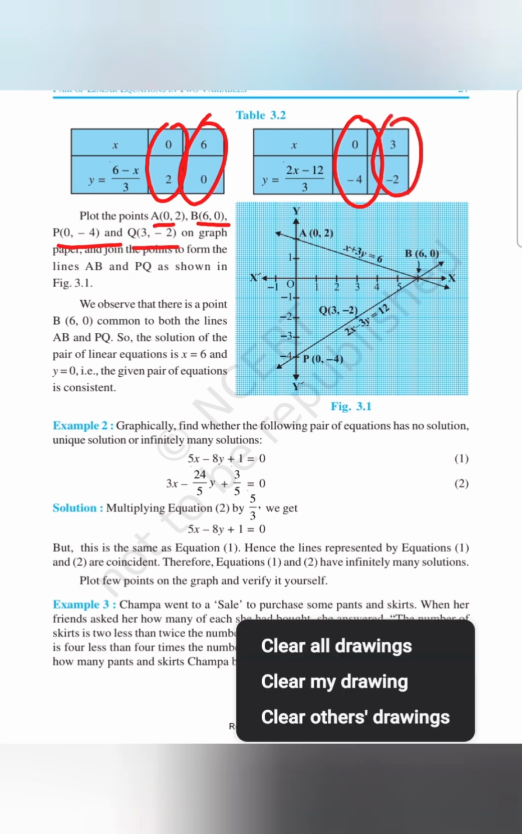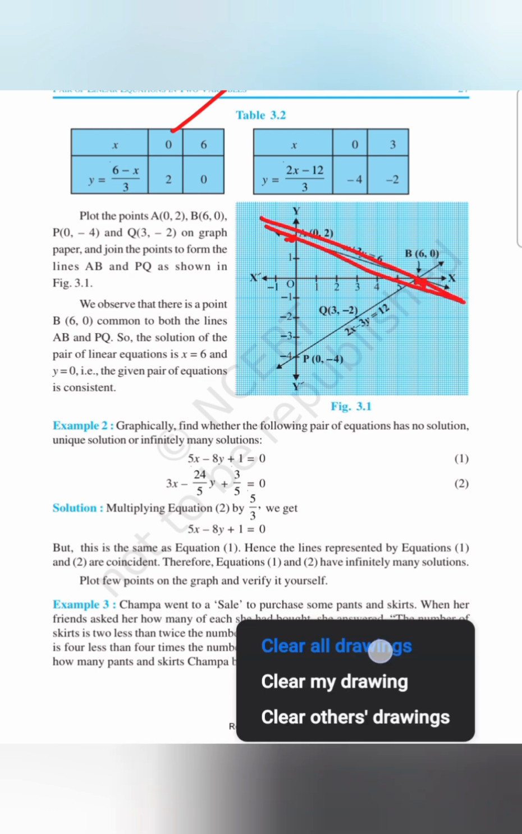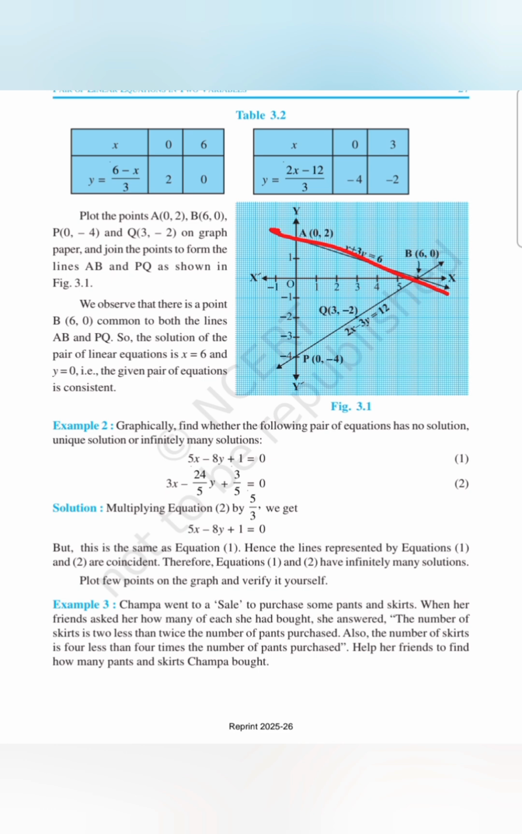And first table is for first equation. So draw this line separately. (0, 2), plot it over here. (6, 0), plot it over here. Join those 2 points. You'll get a line like this. Then take these points (0, minus 4) and (3, minus 2). So (0, minus 4) will lie over here and (3, minus 2) will lie over here. Join those 2 points. Now see whether they intersect.